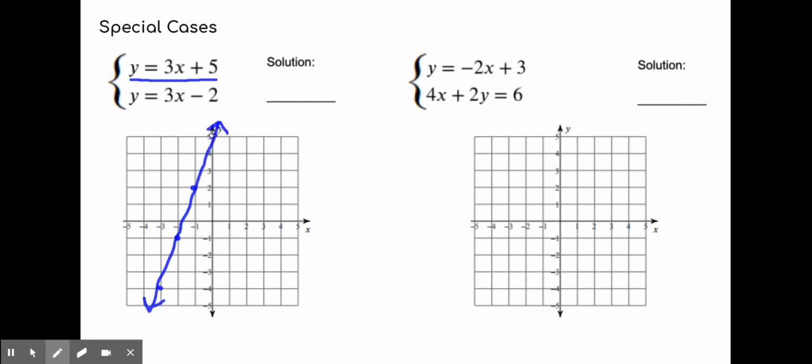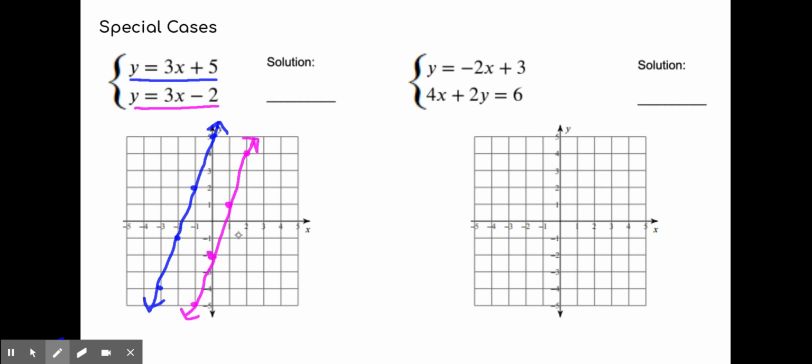That one you had to be a little tricky. There wasn't room to go up 3 and right 1, so you had to go down 3 and left 1. So there is the line y equals 3x plus 5. Now graph the line y equals 3x minus 2. Check your second line. What do you notice?